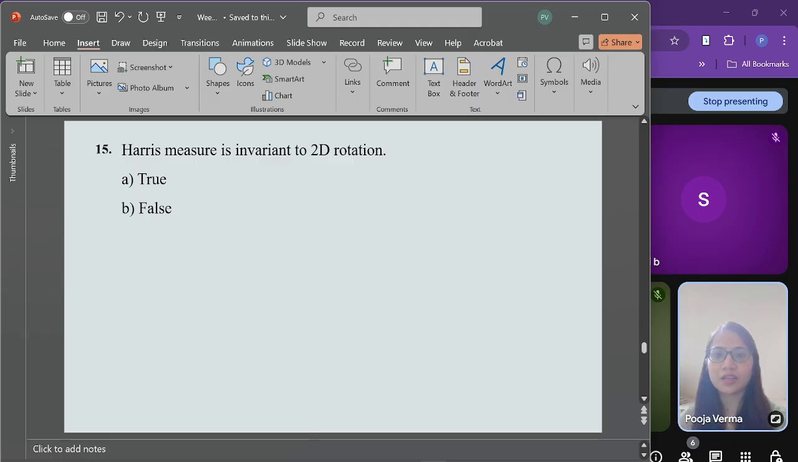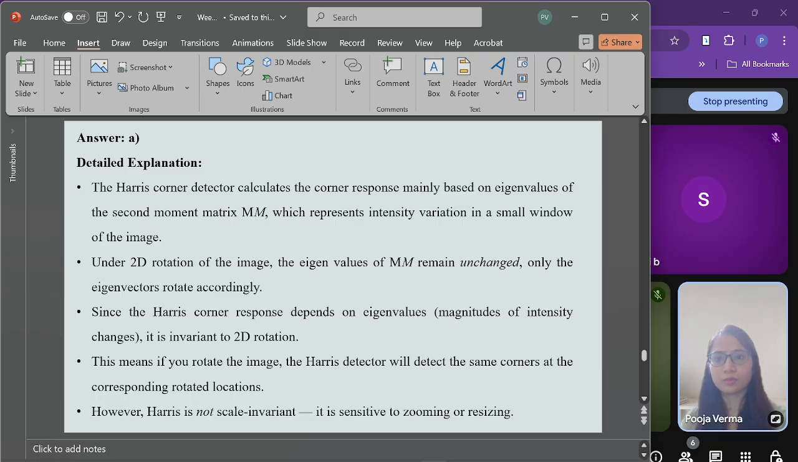The Harris measure is invariant to 2D rotation. Basically, the Harris corner detector calculates the corner response mainly based on the eigenvalues of the second moment matrix, represented by M, which represents the intensity variation in a small window of the image. Under 2D rotation of the image, the eigenvalues of the second moment matrix remain unchanged; only the eigenvectors rotate accordingly. Since the Harris corner response depends on the eigenvalues, it is invariant to 2D rotation.